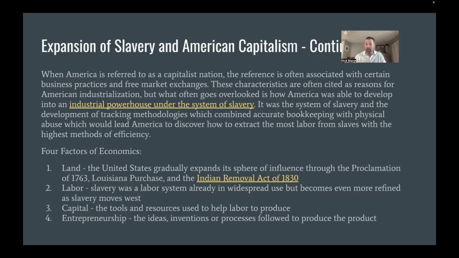The people themselves are going to be the skilled laborers that are going to maximize that output, right, through how much they can actually produce through their physical bodies. And we're talking about the main product known as cotton. And then, of course, entrepreneurship, the ideas, right? How do you maximize this?